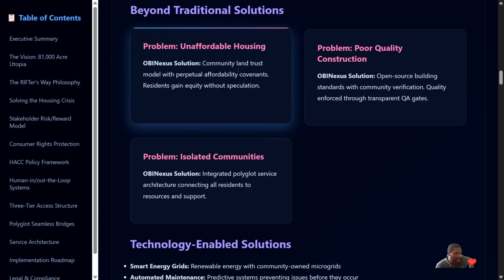This is about unaffordable housing. Housing is very expensive. The private sector is not building houses. The public sector is not building houses. No one's building houses. Yes, there's a crisis. I don't care that there's a crisis, build houses. But the community, I'm autistic and I know. So this is a community land trust model with perpetual affordability covenants.